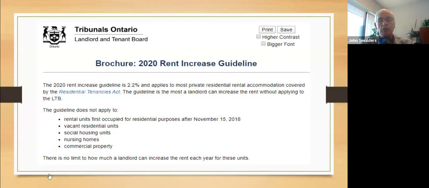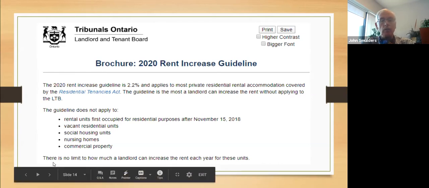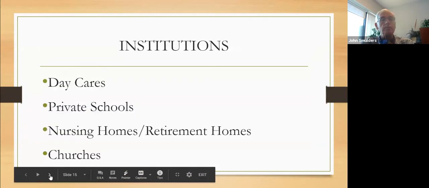And the guidelines, of course, state that it does not apply to rental units first occupied for residential purposes after November 15th. First occupied is the key word there. However, Premier Ford, once again, this is the middle of November 2020, they've frozen rents for these properties as well for 2021. And so there's definitely some exceptions to rent increases, but you're probably not going to get into a lot of this stuff, okay?